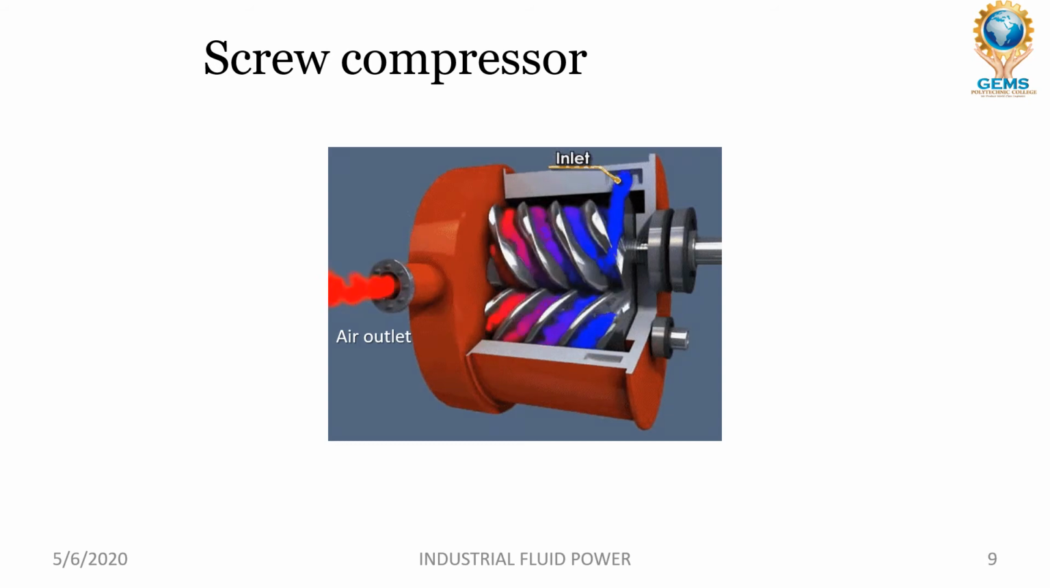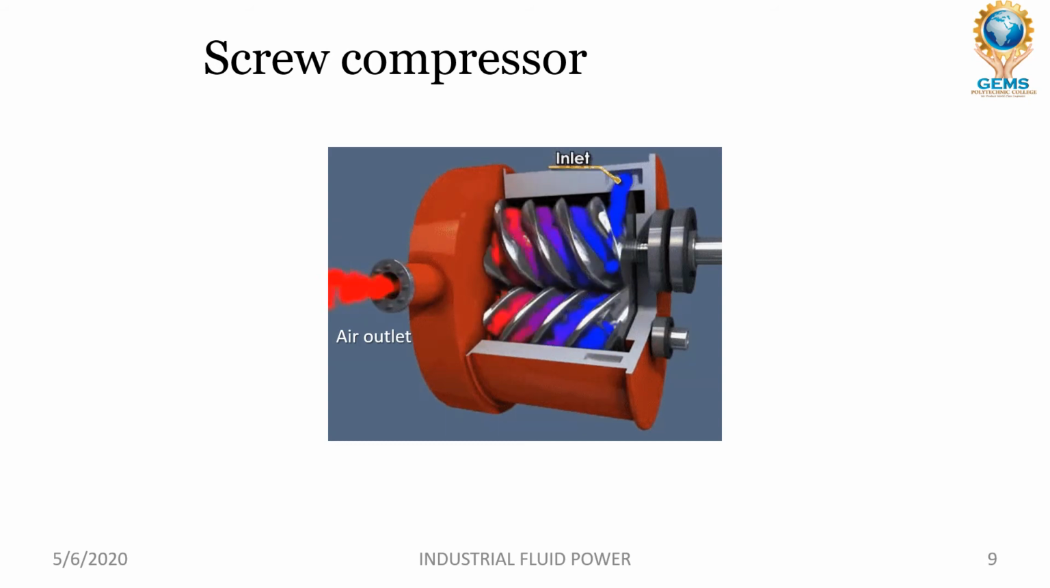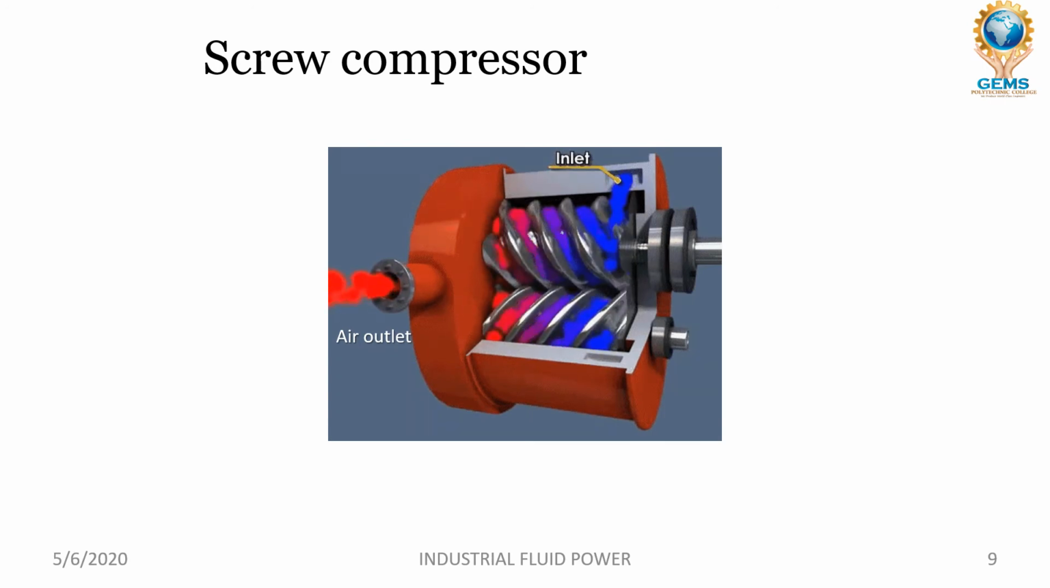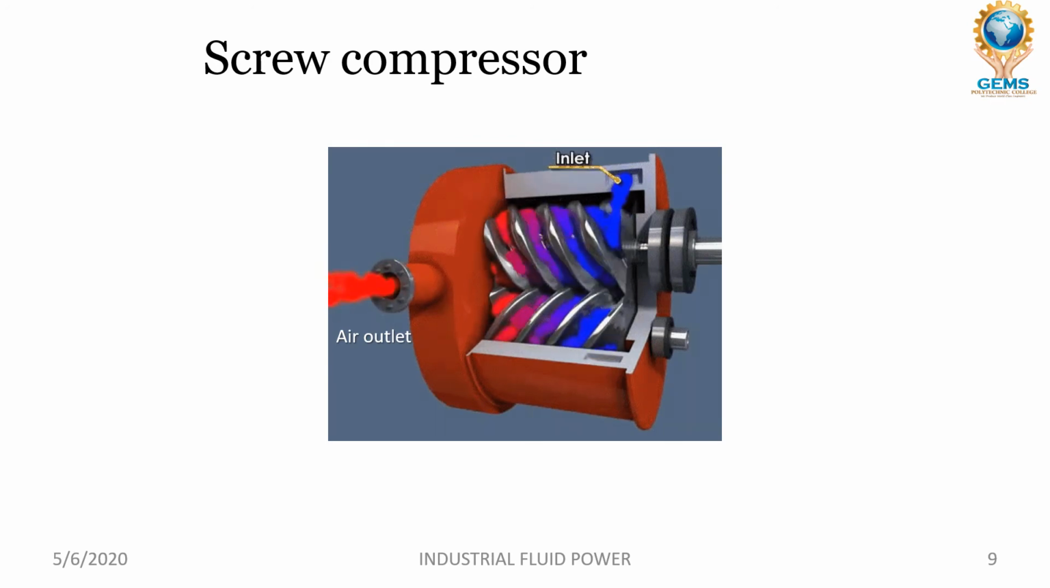So this is the animated view of the screw compressor, how it works. The air comes in from one side, and goes out on the other side. These two screws are meshing, and in between them the air is compressed, so that the compressed air comes out.